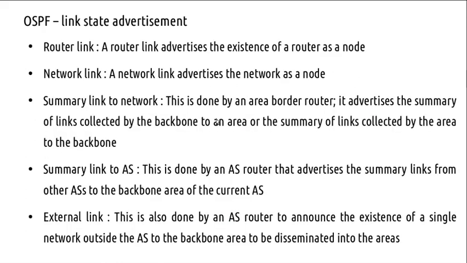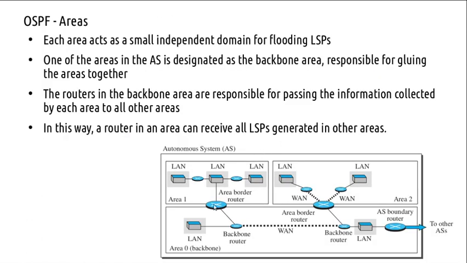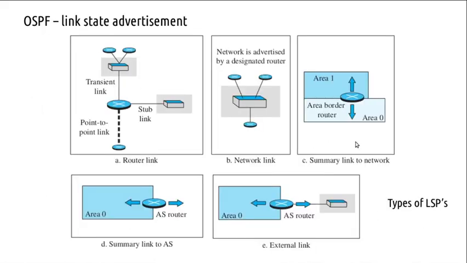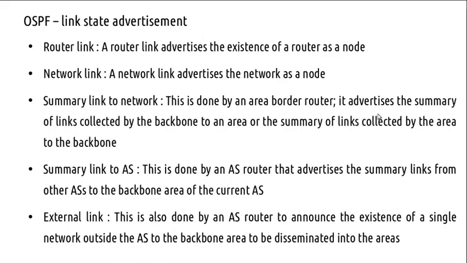This is what we discussed earlier, the summary link to the network. This is done by the area border router. In this graph, this area border router is advertising the summary, which is passed on to the backbone. That is what the area border summary link to the network is. From each of these areas, the area border router will pass the summary to the backbone area, so that it can be disseminated to other areas. Only the summary goes there.